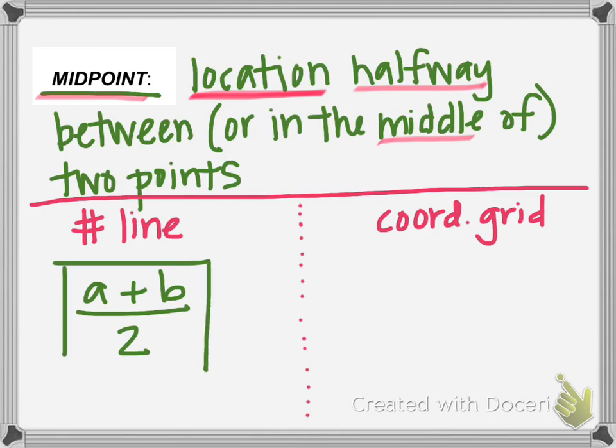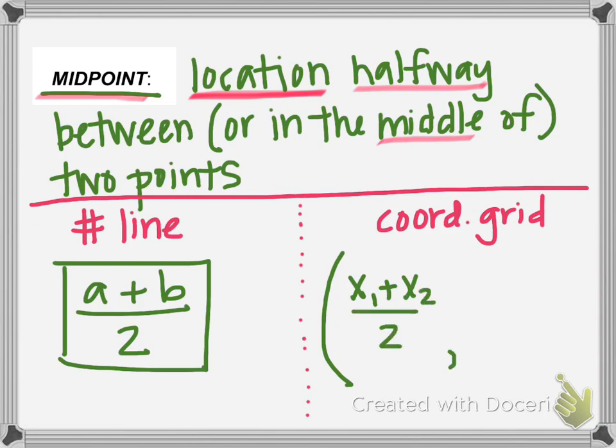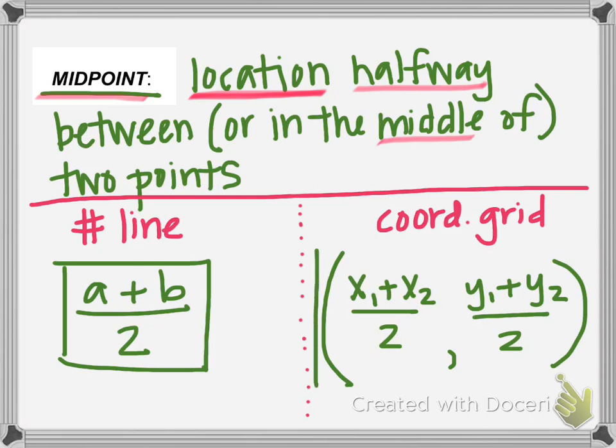For a coordinate grid, again, we'll have the coordinates of 2 points. So we'll have an x, a y, and another x and y. And it's basically just like the number line formula. For the x value of the midpoint, you're going to add the two x values together and divide by 2. For the y value of the midpoint, you're going to add the two y values together and also divide by 2. So these are the two formulas that we're going to be using in these notes. Write these down.